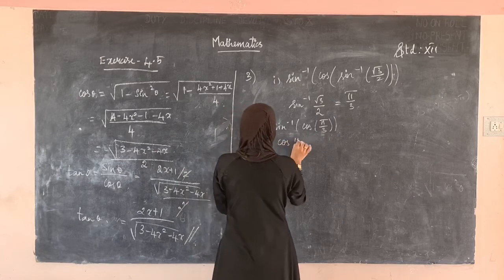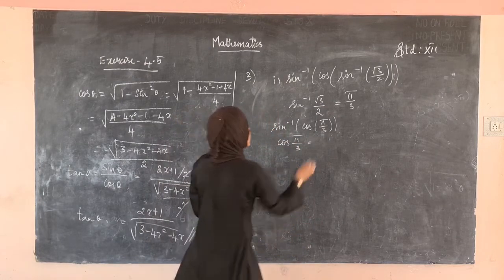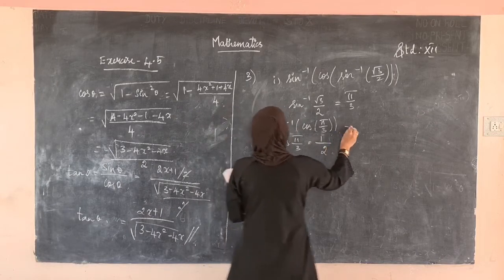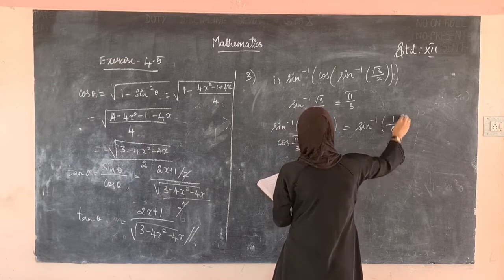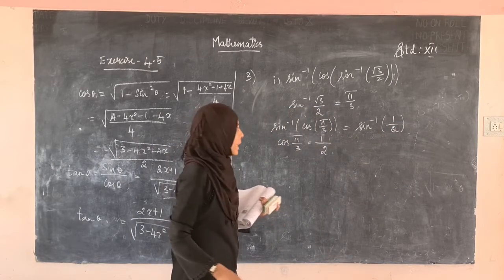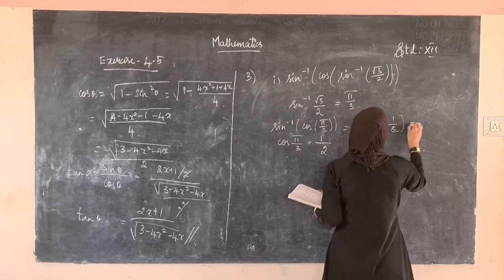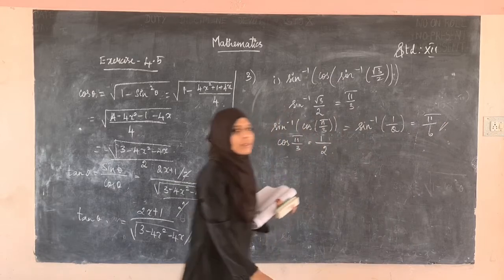What's the value of cos pi by 3? It is 1 divided by 2. This can be written as sine inverse of 1 divided by 2. What's the value of sine inverse of 1 divided by 2? The value of sine inverse of 1 divided by 2 is pi divided by 6. That's all. This is the answer.